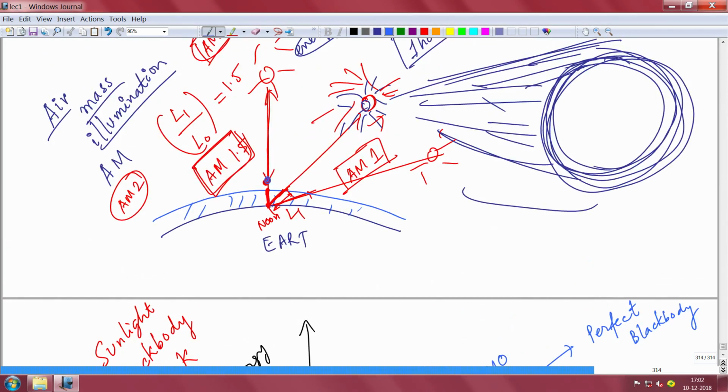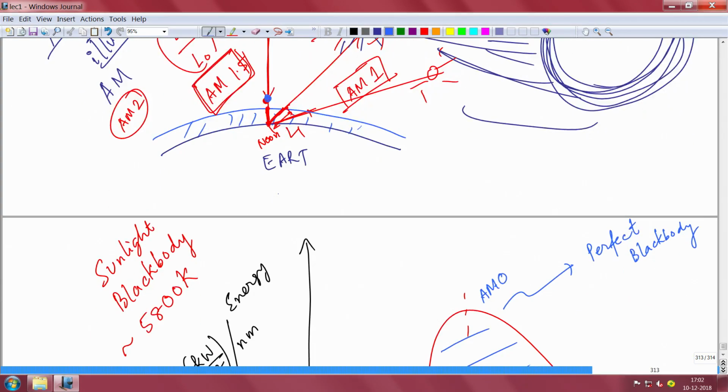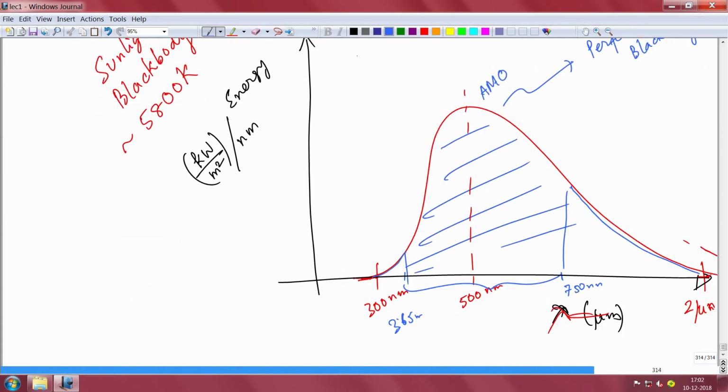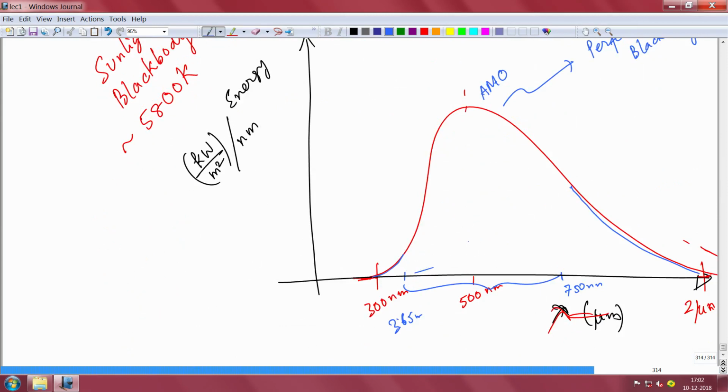So I am measuring this outside the atmosphere, but the moment I come inside the atmosphere, on the surface of the earth where we live, suppose I talk about noon, so AM 1, or AM 1.5 in the afternoon or evening, what will happen in that case? Let me erase this part.